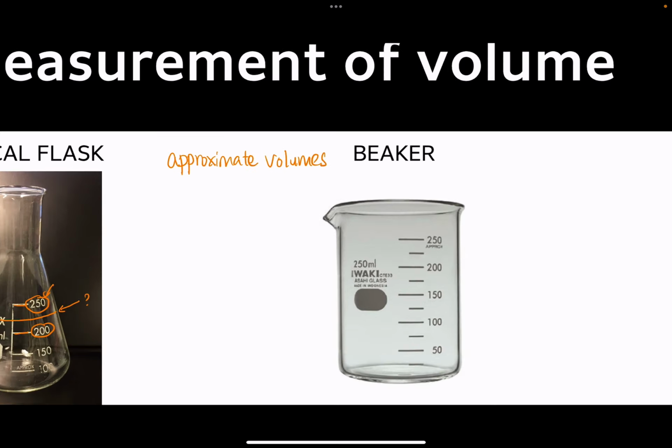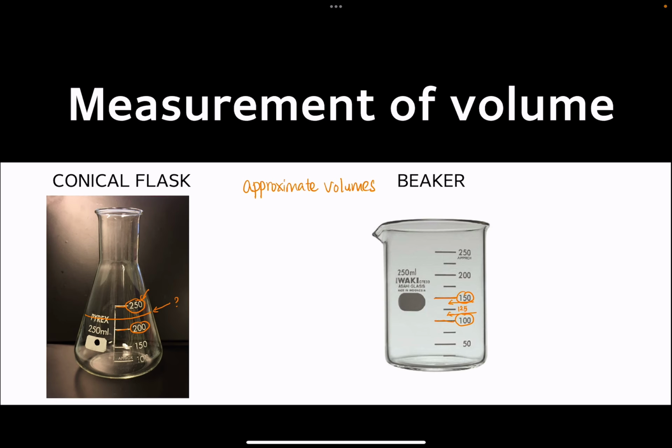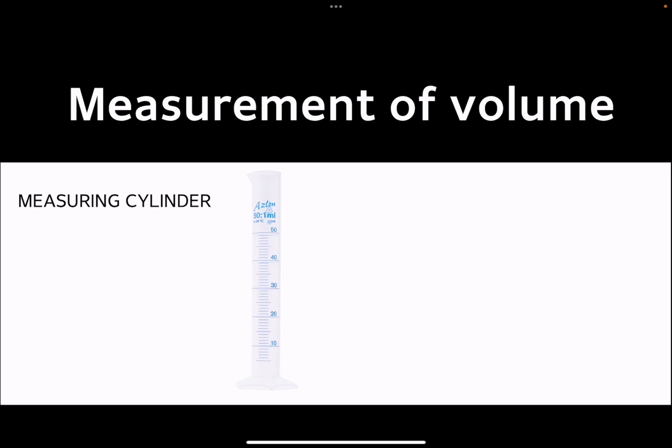Beaker as well. Okay, let me blow this up. So you can see there's a 100 reading, there's 150. So I know this is 125 cm cube. But anything that is in between, we will have no idea what is the exact volume. Okay, so conical flasks and beakers, honestly, very, very approximate value only. Okay, not our preferred choice. We may have a slightly better instrument, okay, called the measuring cylinder, to help us measure volumes.